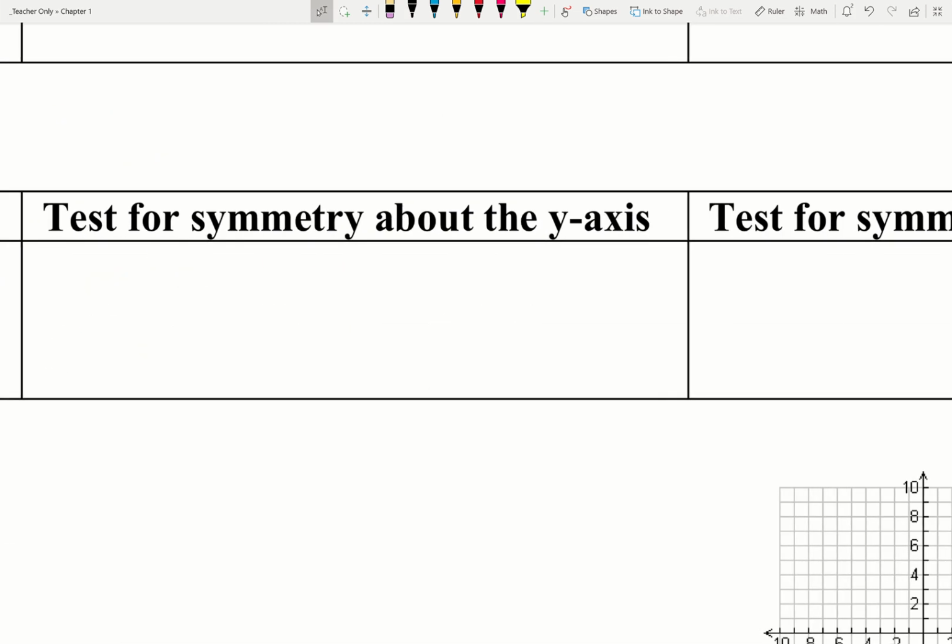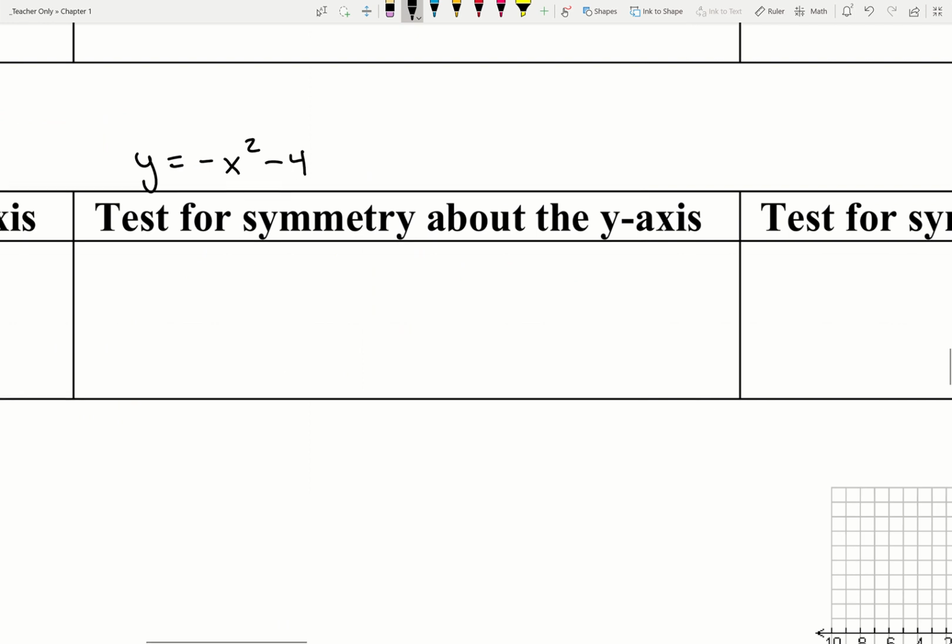On this next one here, again, starting over with the original equation, y is equal to negative x squared minus 4. What I would want to do here, again, is take out all the x's that I see and replace them with negative x in parentheses. This is a good example of why we would want to replace it with negative x in parentheses, because there's a lot happening to your x term in this equation.